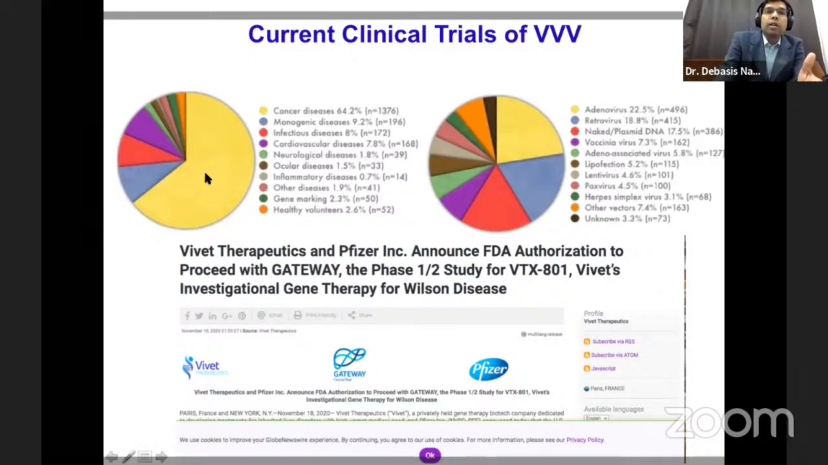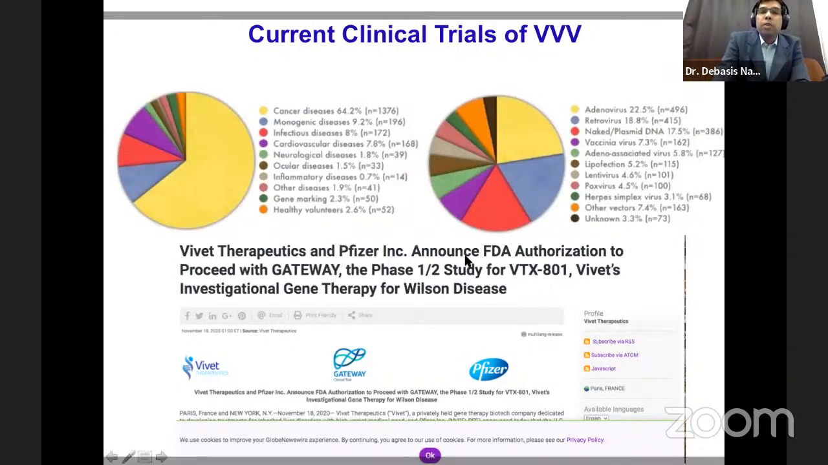But look at this: 62% of the virus vector is used in cancer research, monogenic disease 9.2%, infectious disease 8%, ocular disease, neurological disorder, inflammatory disease. These are the uses of virus vector. And what are the virus vectors? 22% is your adenovirus, retrovirus, naked plasmid, all these things. So now I'm showing you the scenario of how many ways we can use the virus vector and what virus vectors can be used for clinical purposes.